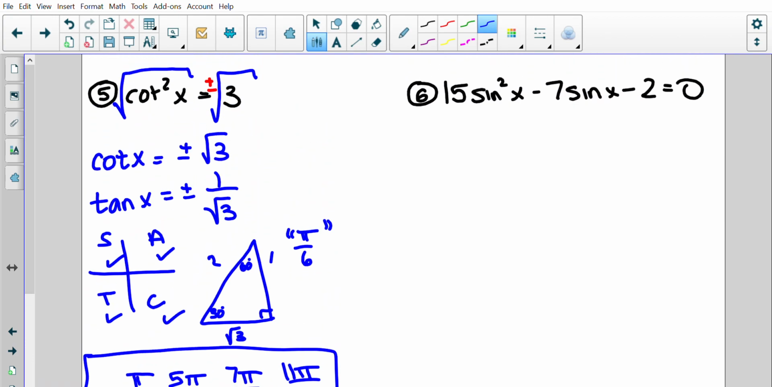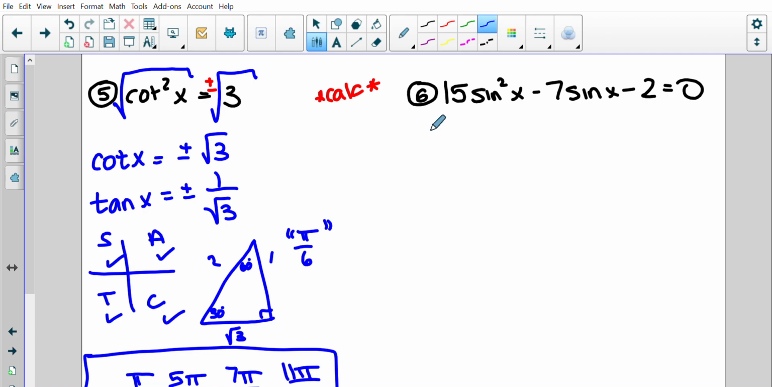And then lastly, number 6, this is our calculator problem. So this is the one where you might need to go ahead and grab your calculator. But again, you see that it's sort of set up in quadratic form, right? You have the squared, you have the 7 sine x, and then you have the constant, and it's set equal to 0. The first thing I would do if this were me is I would try factoring this normally, and it does factor normally, in fact.